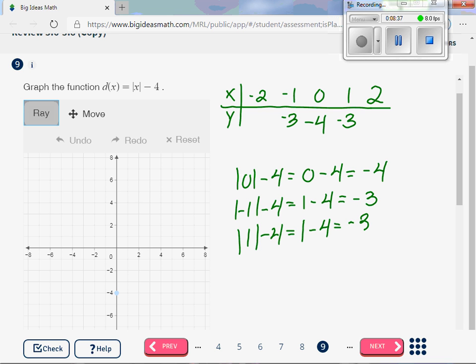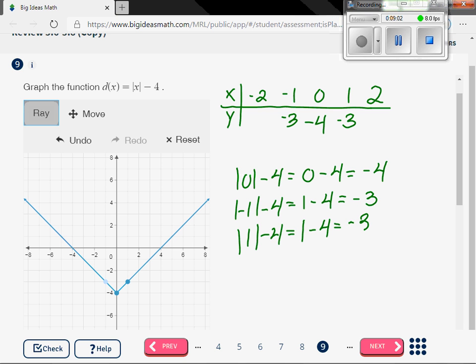0, -4 is going to be 1 point. And then I can go 1, -3. Then we do it again, we would click, well, right, there we go. And we graph those points: 0, -4, 1, -3, -1, -3.